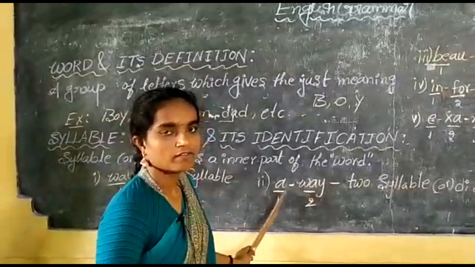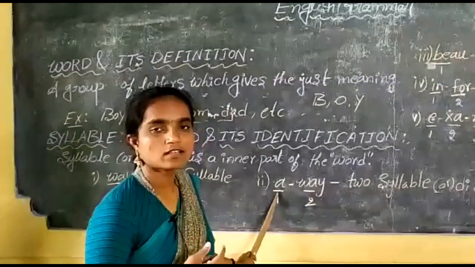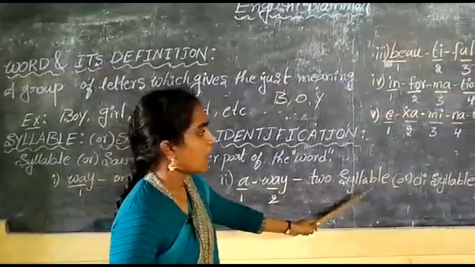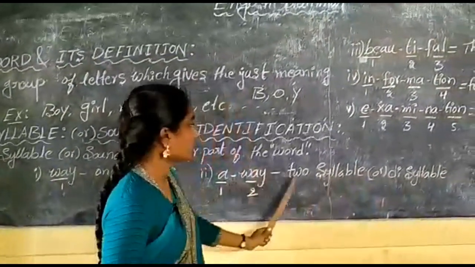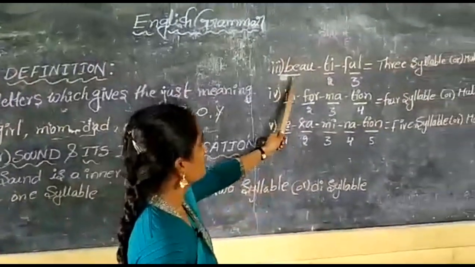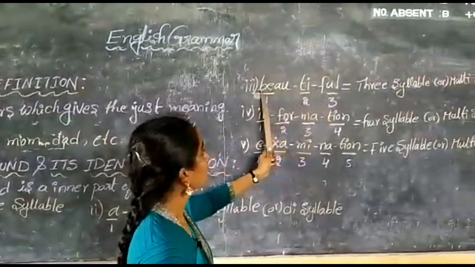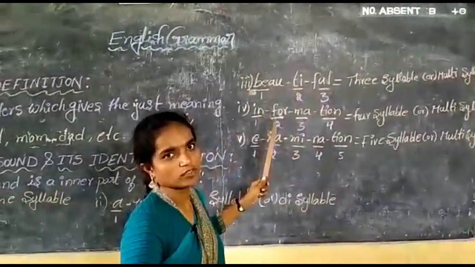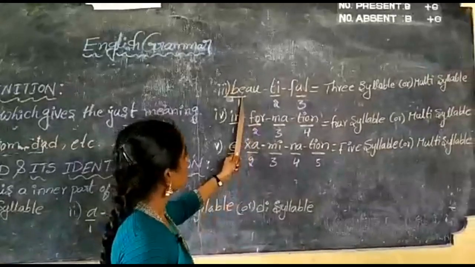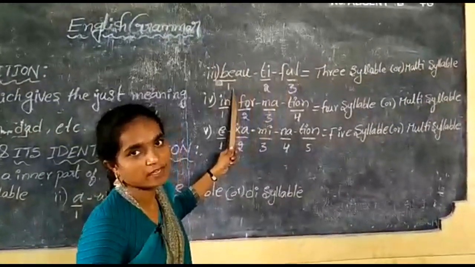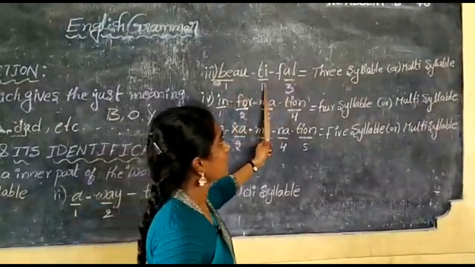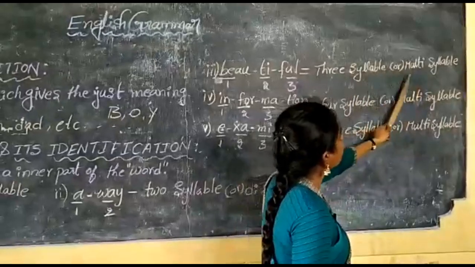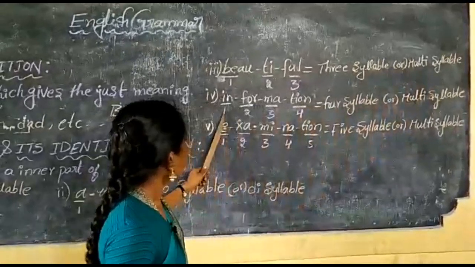Away. How many sounds are coming? Two sounds are coming. So this is two syllables, or disyllable. Beautiful. Beautiful is the word. Break this word into three parts. How many sounds are coming? Three sounds are coming. So this is called three syllables, or multi-syllable.